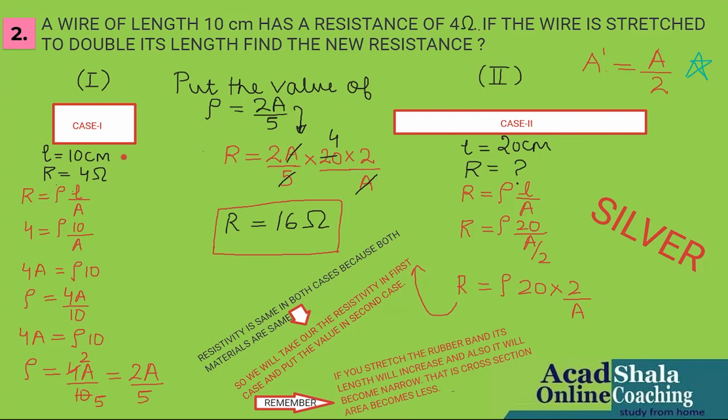That means in the first case, it was 10 centimeter. Now it is 20 centimeter according to the demand of the numerical. Okay, resistance, I have to find out. That is the new resistance. In the second case, I have to find out. Fine. I know the formula again.